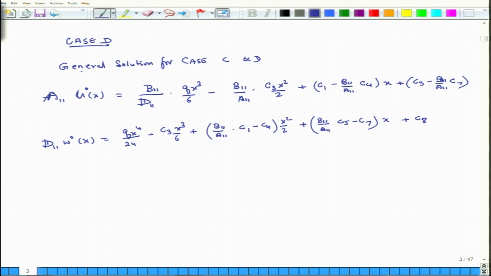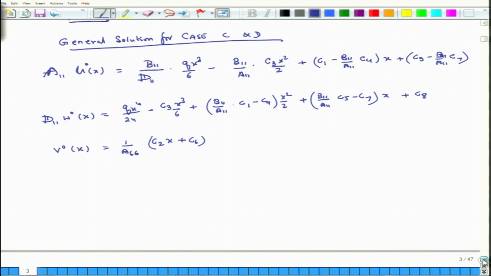This is the general solution. So, this solution is good for both case C and case D. The difference will be the values of these constants, integration constants C1 through C8, and V naught x is equal to 1 over A66 C2x plus C6, okay.